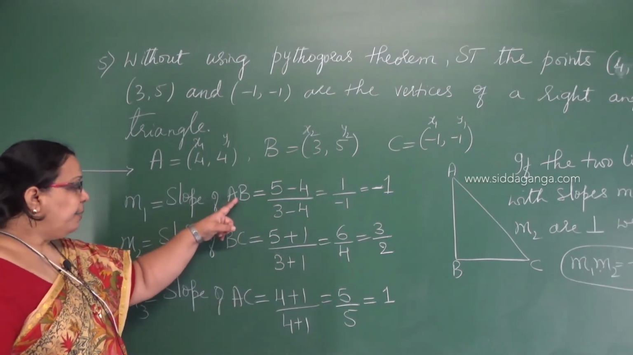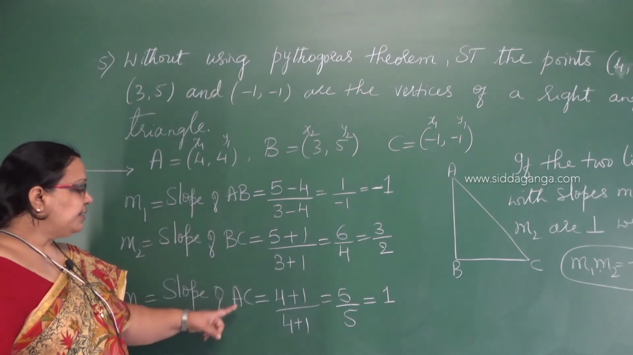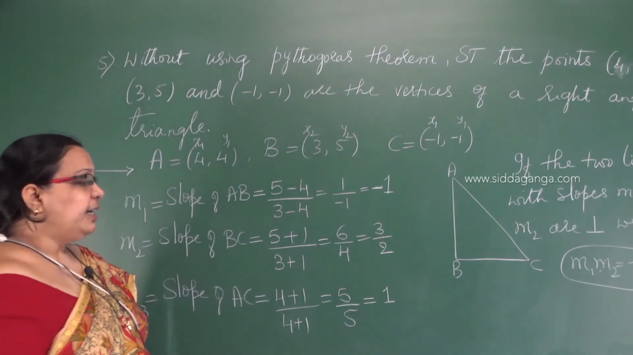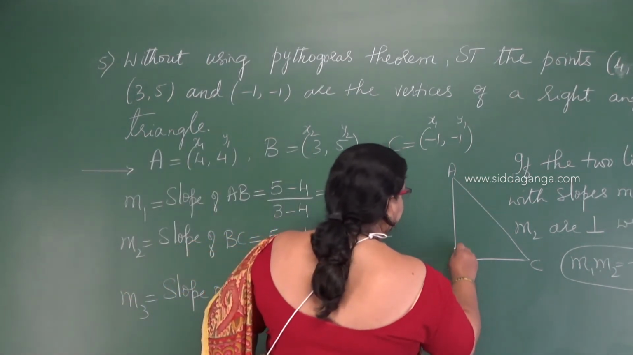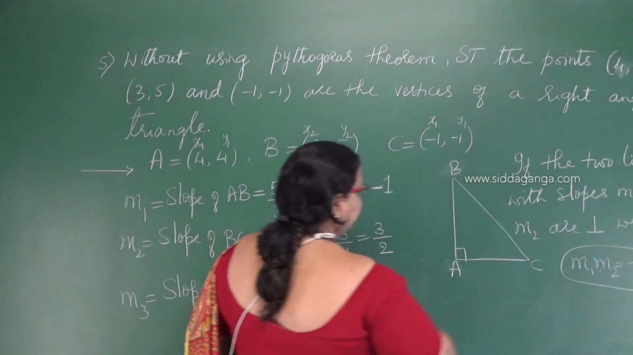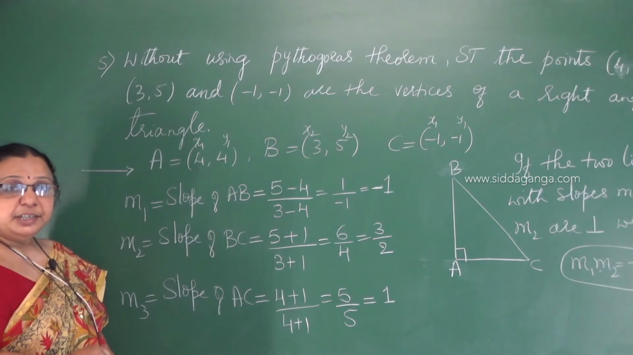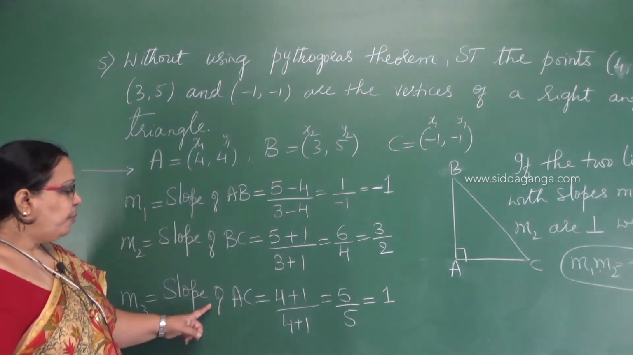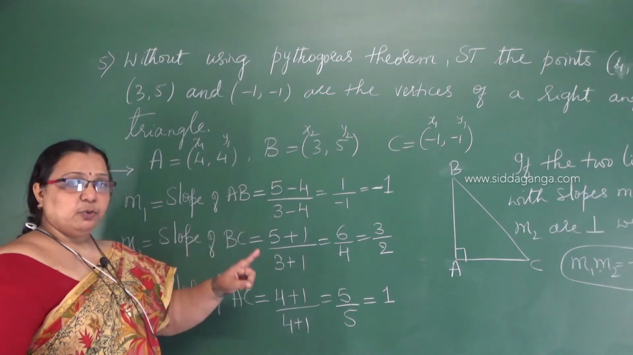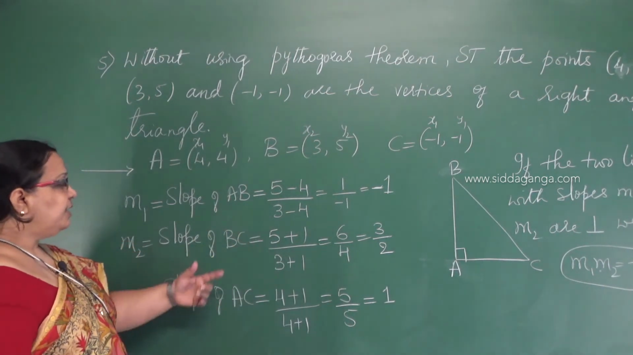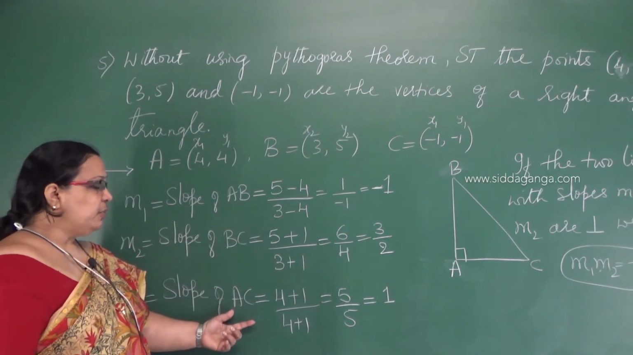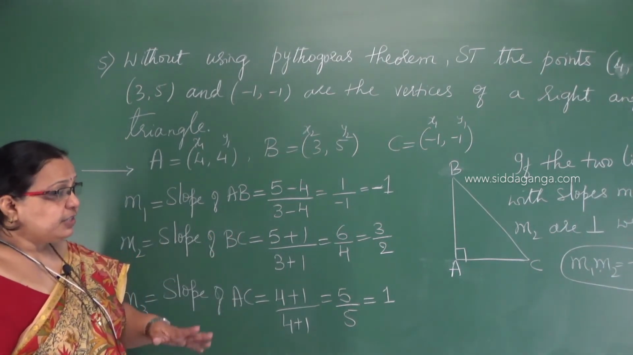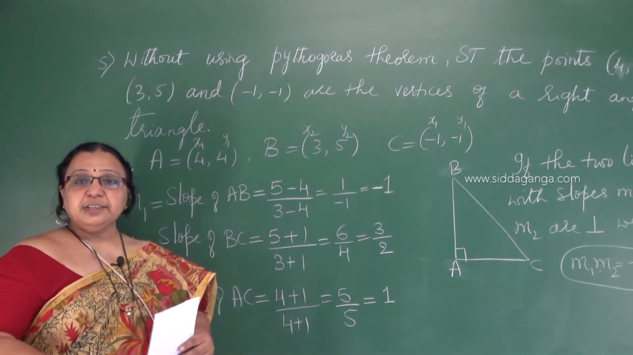The common vertex of AB and AC is A, so at A we have 90 degrees, and the figure is formed like this, with A being 90 degrees and BC the hypotenuse. Since slope of AB into slope of AC equal to -1 into 1 equal to -1, it implies that the side AB is perpendicular to the side AC. That means at angle A we have 90 degrees. This implies that the given points form a right angled triangle.